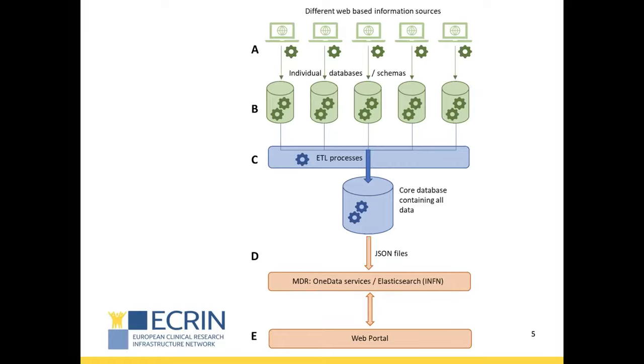Once the JSON files are ready, we transfer this data, injecting these JSON files into one data system, to the one provider. With the help of Elasticsearch, we index this information, these JSON files, and finally this information becomes available to the users through the web portal interface. I will demonstrate to you later on how it works in practice.